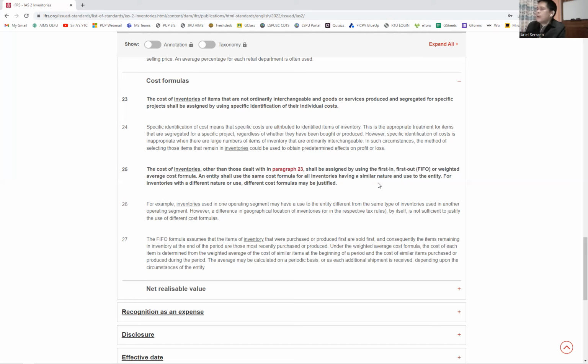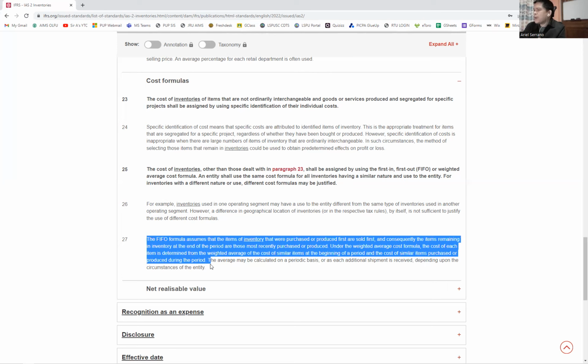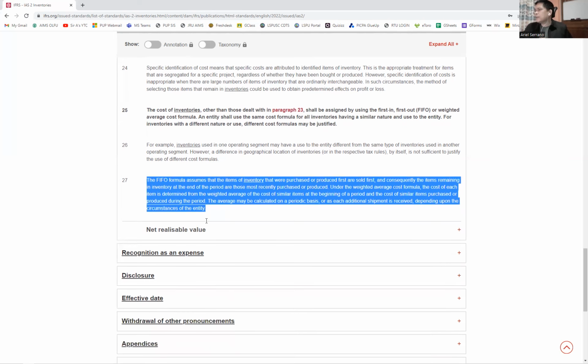So, eto, pakibasa na lang ng paragraph 26 and 27. Especially yung 27, papaano ina-account yung FIFO, papaano ina-account yung ating weighted average cost formula. Okay.